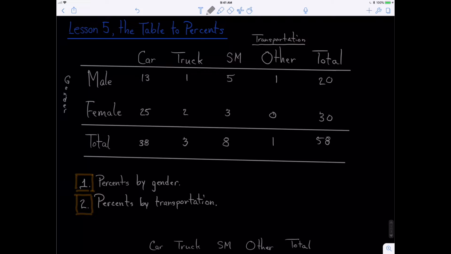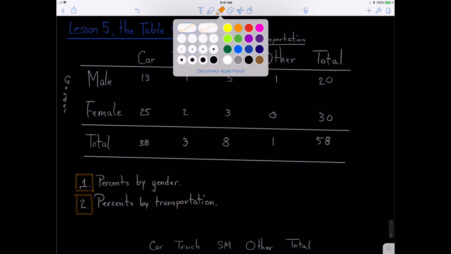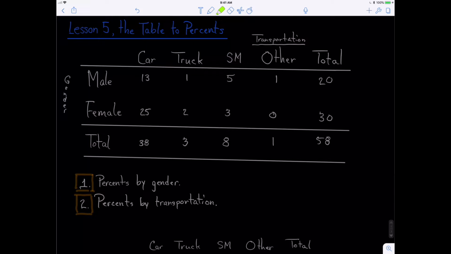Now, when we talk about gender, we're going to be using the totals found in the total of the males and the total of the females. So to write percentages for males, we're going to be looking at the percentage of males that drive cars, the percentage of males that drive trucks, the percentage of males that drive SUVs or minivans, and the percentage of males that use other modes of transportation. And then we'll do the same for females.